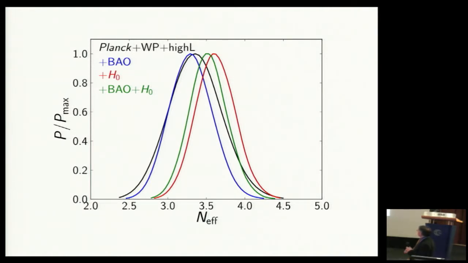So this is an example. This is the number of effective relativistic species. This was the constraint I showed you. Planck plus the high resolution CMB experiments combined with BAO, which gives you the blue line. The CMB data gives you the black line. So that's where that constraint that everything is compatible with the standard value of 3.046 neutrinos comes from.